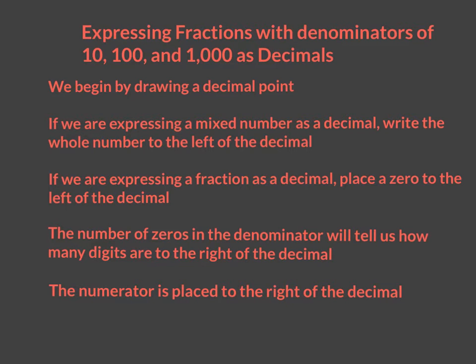The number of zeros in the denominator will tell us how many digits are to the right of the decimal. The numerator is placed to the right of the decimal. Let's look at some examples together to better understand this process. Let's begin by expressing 7/10 as a decimal.